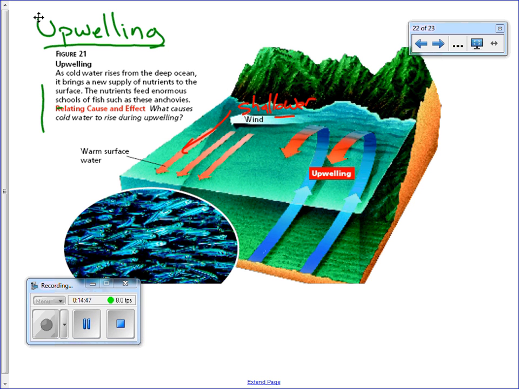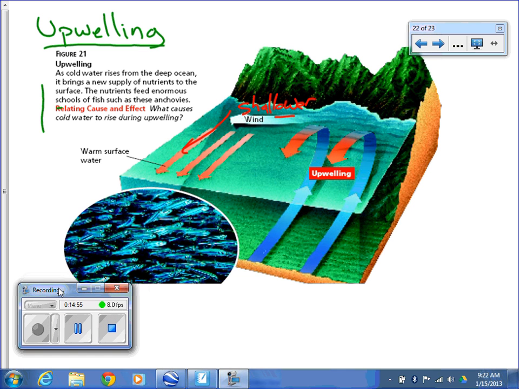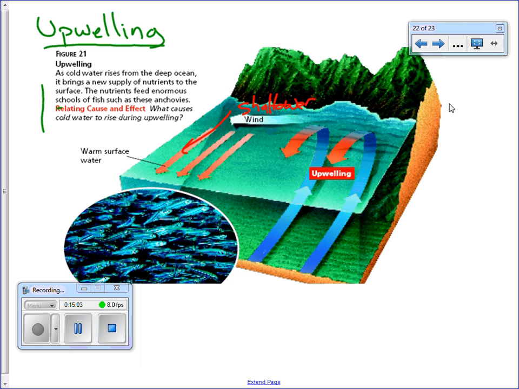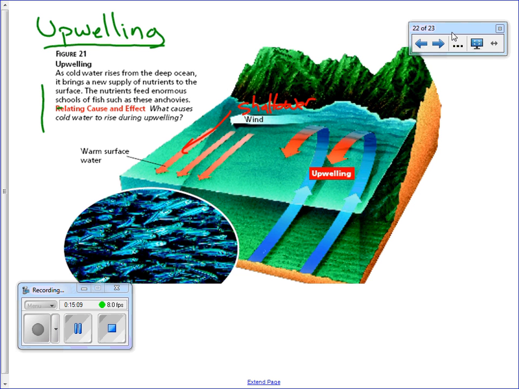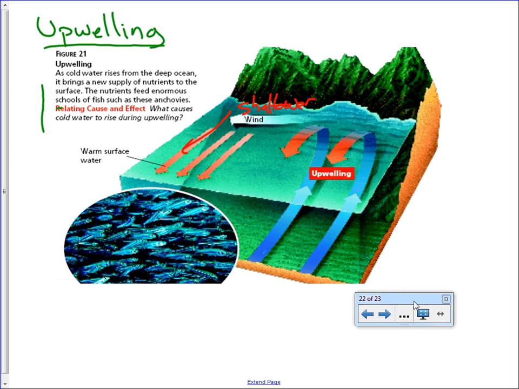But once again, the currents, not only are they helpful for transportation, not only are they helpful for mixing the oceans, but this allows life to thrive in areas like this. And then, of course, the fisherman obviously knows where to go to get that. Okay, so that is our oceans and currents for today.